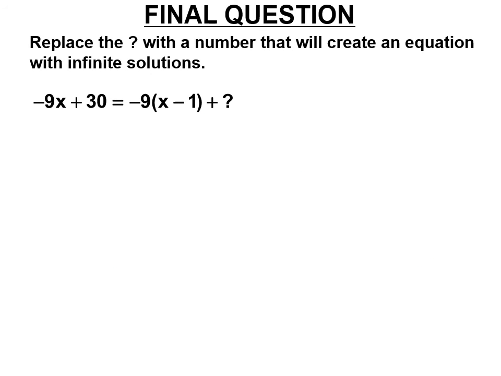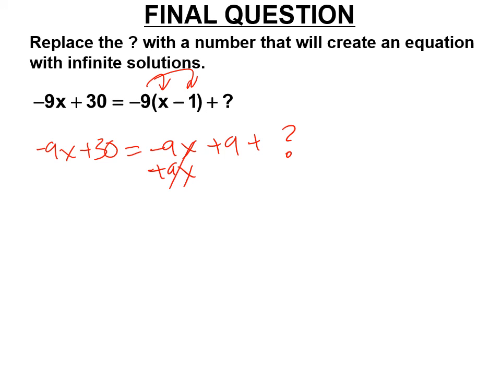All right, we haven't had one of these. So what is the only number you can put where that question mark is to make that have infinite solutions? All right, well, first of all, let's get rid of this and do distributive property. All right, so we could add 9x to both sides, just show that. So we have 30 equals 9 plus this question mark.